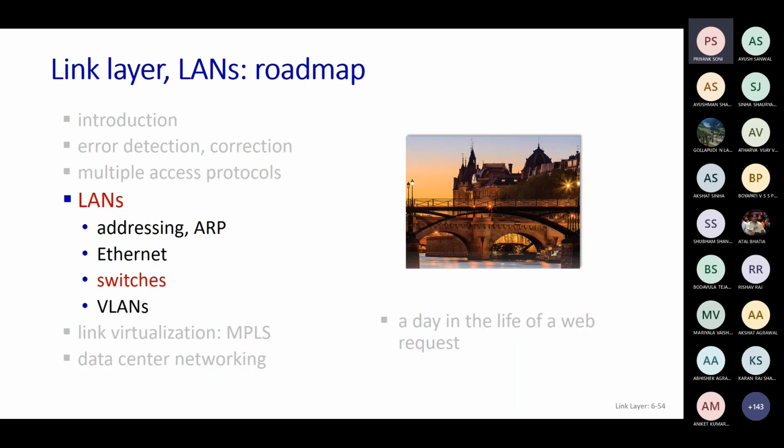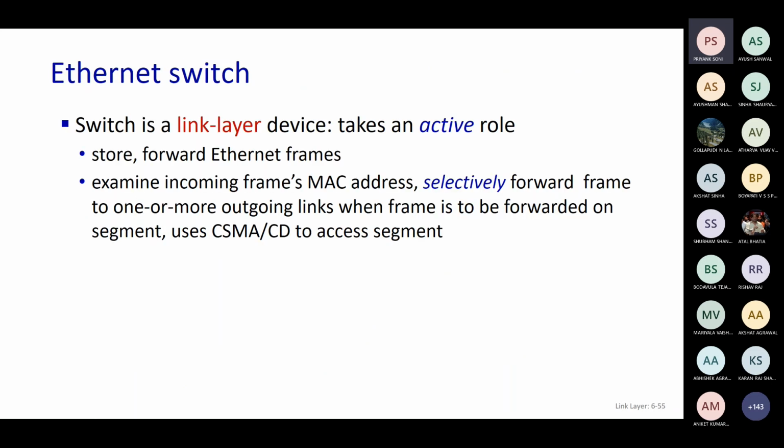So Ethernet is done. Now let's get to switches. So what is a switch? As I was talking about Ethernet topology, we came up with the switch topology. That was a device, and I told you that it is a layer 2 device. So a switch is a layer 2 or link layer device, and it basically helps in storing and forwarding Ethernet frames.